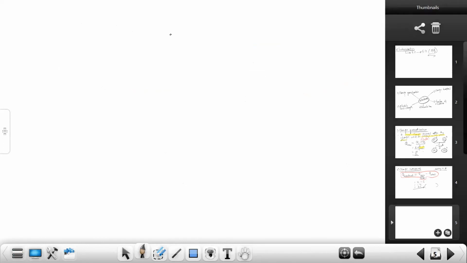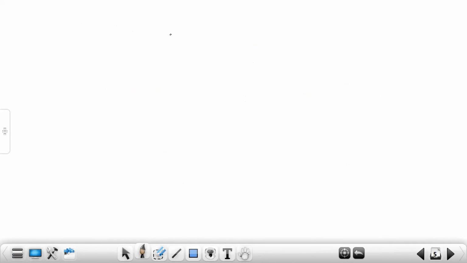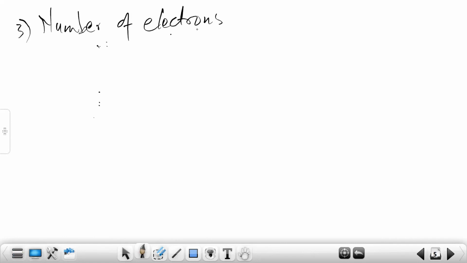The third one, we said it should be number of electrons. Okay, it's number of electrons. So number of electrons.